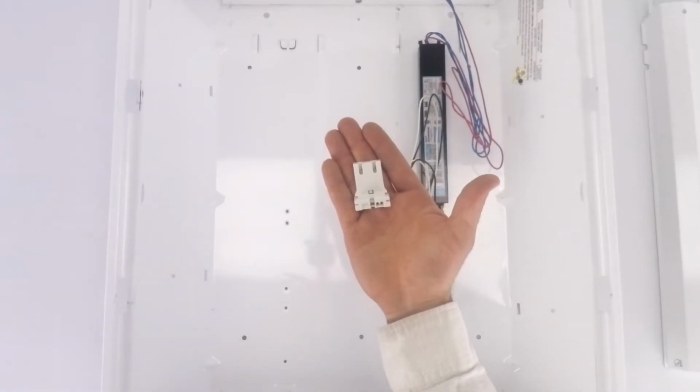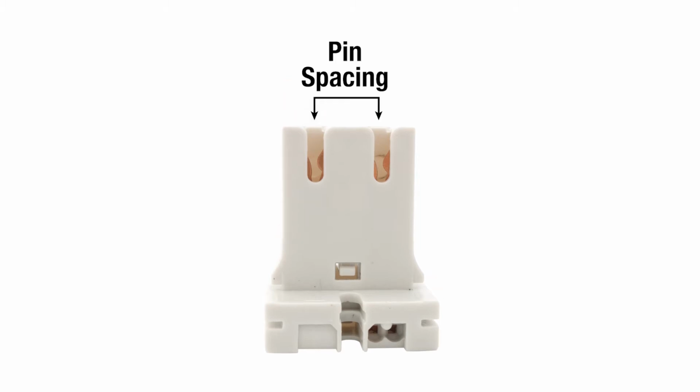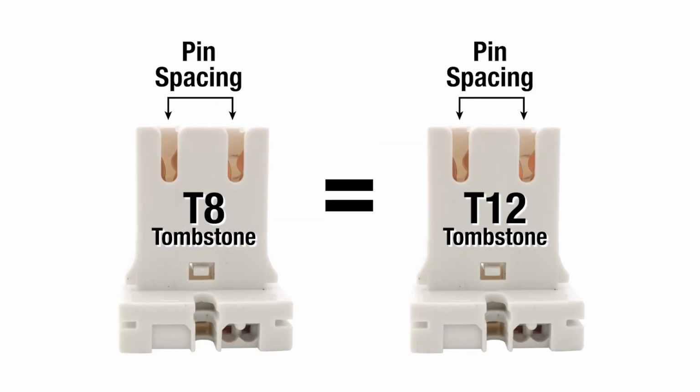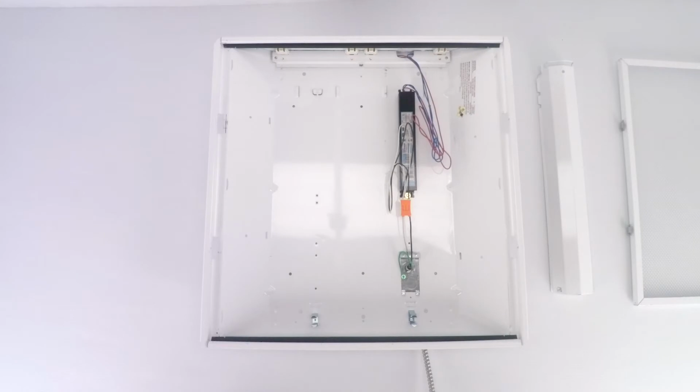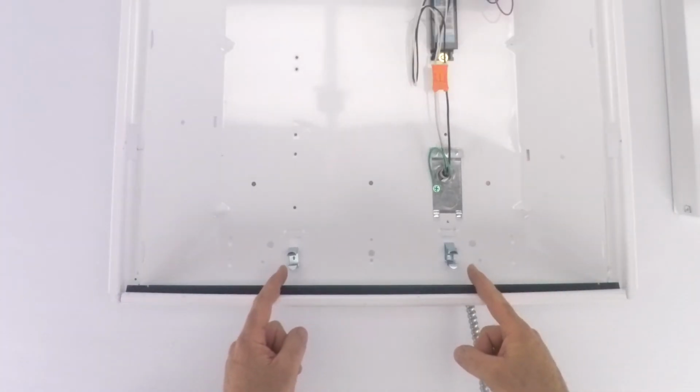Here's one here in my hand. Tombstones don't care if it's a T12 or a T8 bulb. The pin spacing is the same for both. Back to the fixture. Our fixture has these little clips, and that holds the top of the U-bend tube.